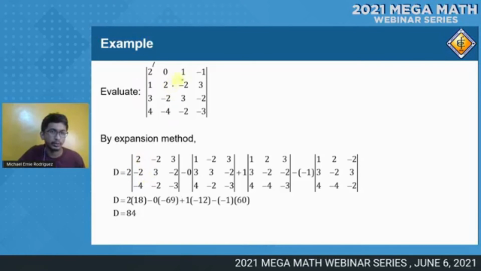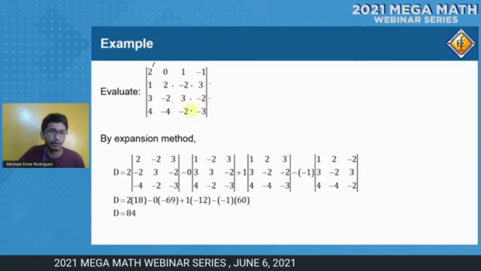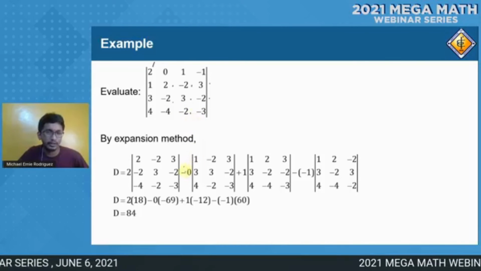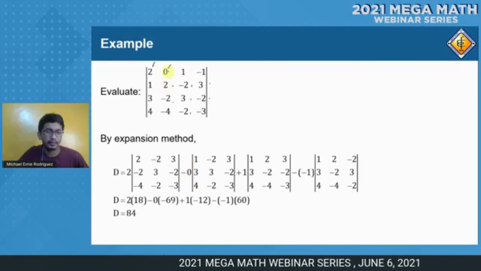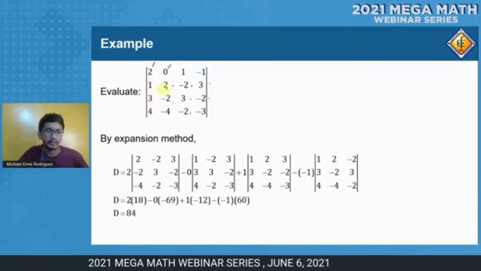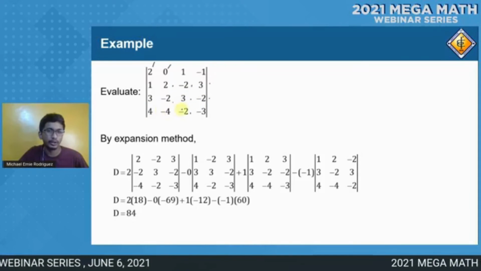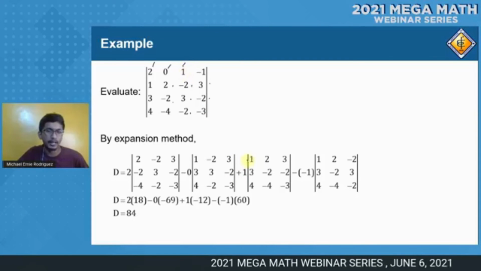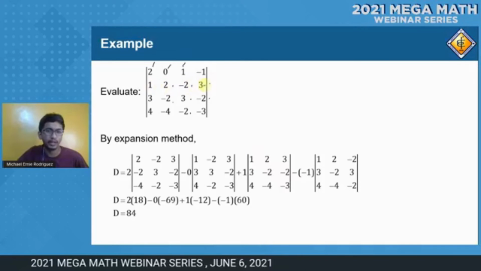So 2, negative 2, 3, negative 2, 3, negative 2, 4, negative 4, negative 2, and negative 3. And then minus, the next one, 0. And then, pag 0, di ba? So this, 1, negative 2, 3, 3, 3, negative 2, 4, negative 2, and negative 3. Plus, 1 times, these are our elements, 1, 3, 1, 2, 3, 3, negative 2, negative 2.